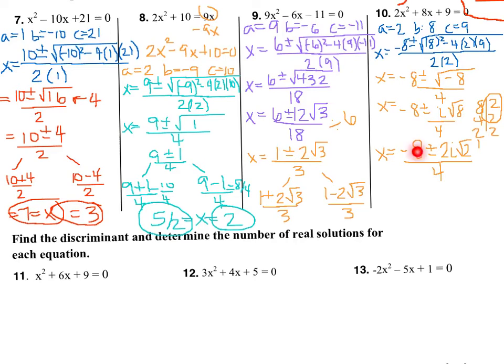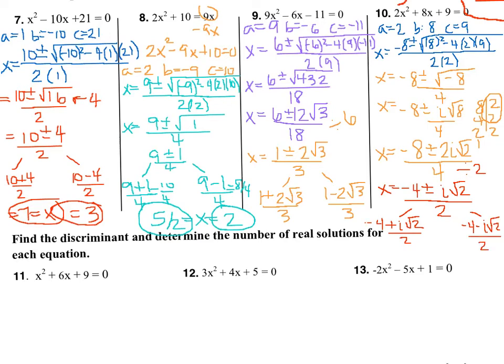Now I'm looking at my 8, my 2, my 4. I see they're all divisible by 2. So I go back in, I divide all of those by 2, and I get x is equal to negative 4 plus or minus i radical 2 over 2. So that is your final answer. You can then break it down into your plus and your minus options. Negative 4 plus i radical 2 over 2, and negative 4 minus i radical 2 over 2.